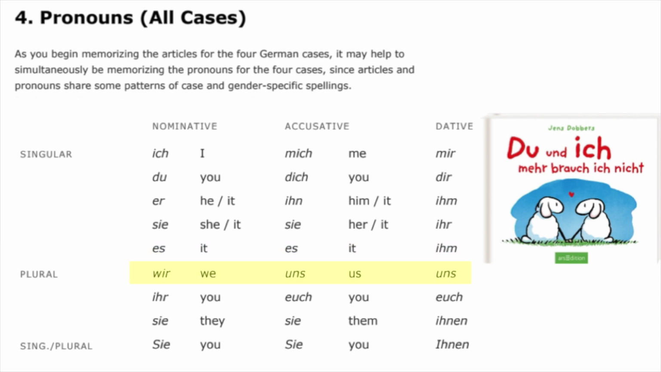The plural wir is very similar to the English word we, the plural first person, and it becomes uns in both the accusative and the dative. Ihr is you plural in the nominative. It becomes euch for both the accusative and the dative, while sie is the nominative and accusative form for they and them, while it becomes ihnen in the dative. Sie is also, of course, you formal, but we know that this is different from they in the sense that it is capitalized while they is lowercase s. This has the same forms of Sie for the nominative, Sie for the accusative, and Ihnen for the dative.